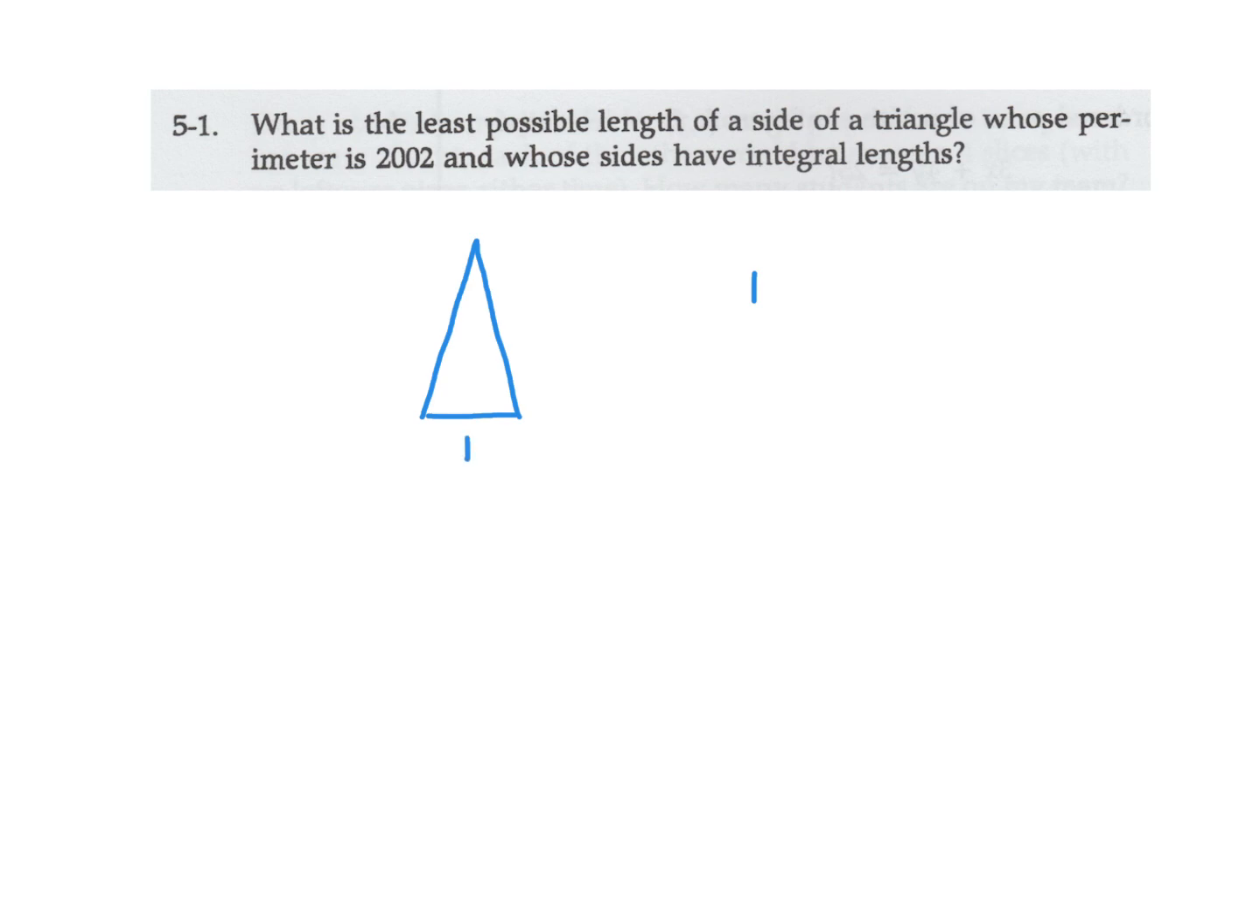If this is 1, then the other two sides would have to add up to 2001, right? So we'll say 1000 and 1001. That would make a perimeter of 2002. But here's the problem. This fails the triangle inequality. The triangle inequality states that two sides have to be greater than the third side. So this side and this side, for example, 1000 plus 1, that equals 1001, so it's not greater than, so that fails. So let's try another scenario.